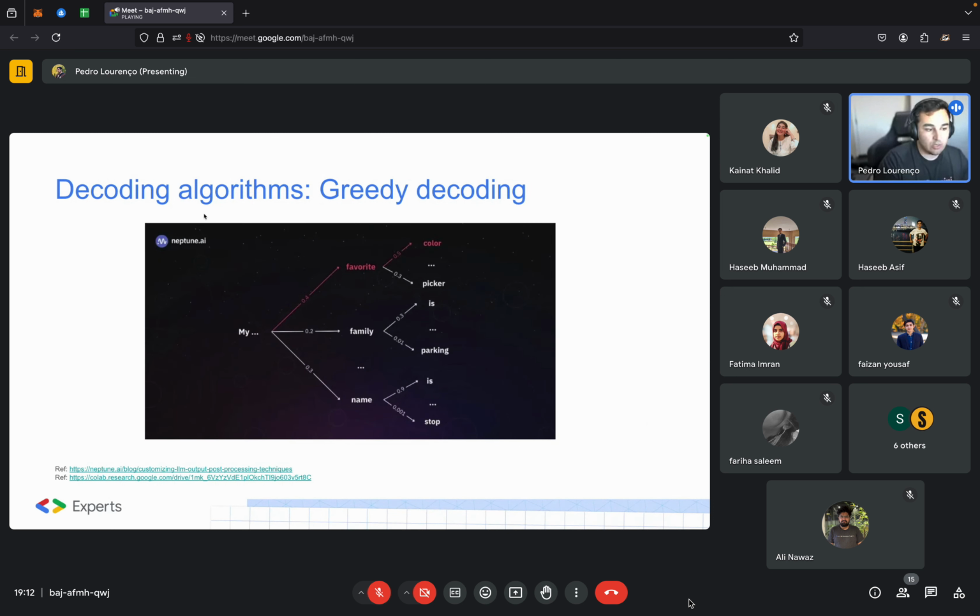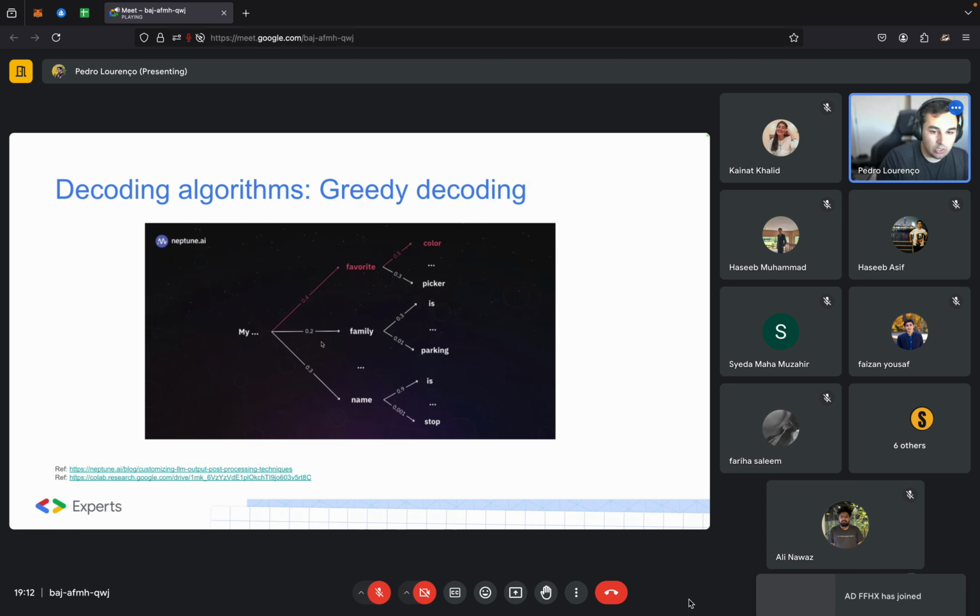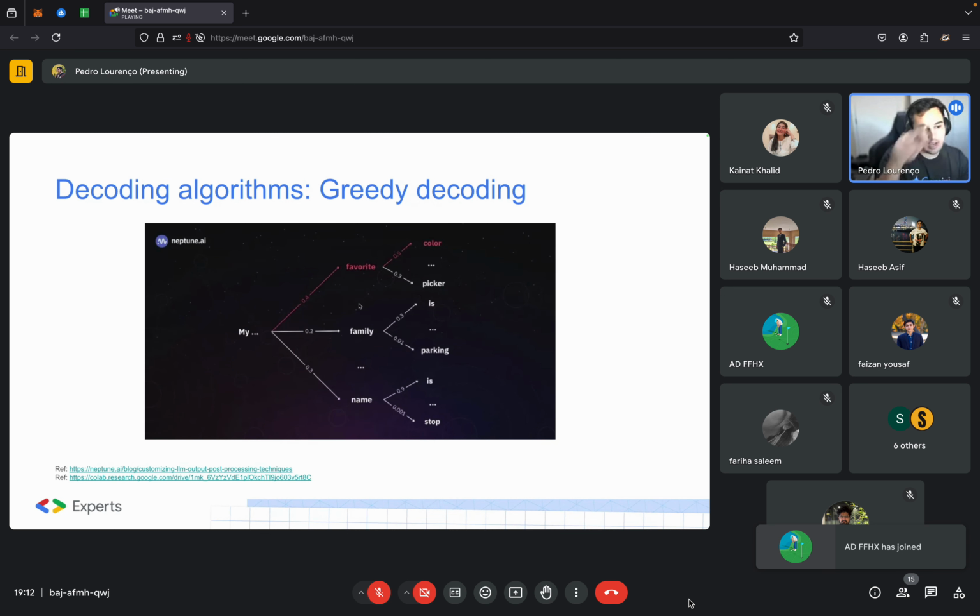And we have a bunch of decoding algorithms. The easiest and simplest one is you just pick the one that has the highest probability. So for example, imagine you start with Mari, and this is your prediction. You have favorite with 40%, family with 20%, and name with 30%. So you pick favorite because it's the one that has the highest probability. And then when you predict the next token, you do the same. You pick the one with the highest probability.